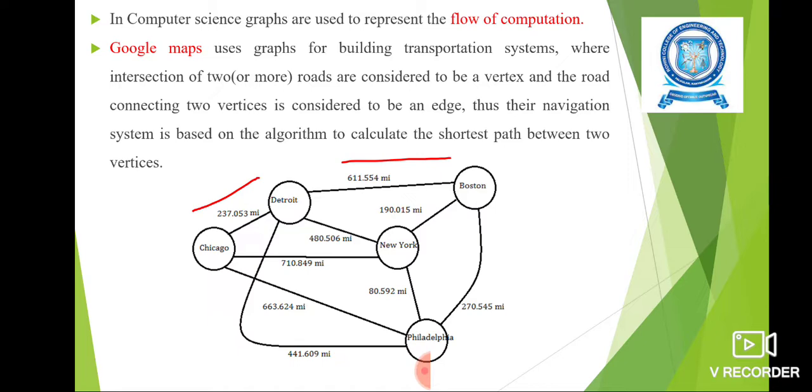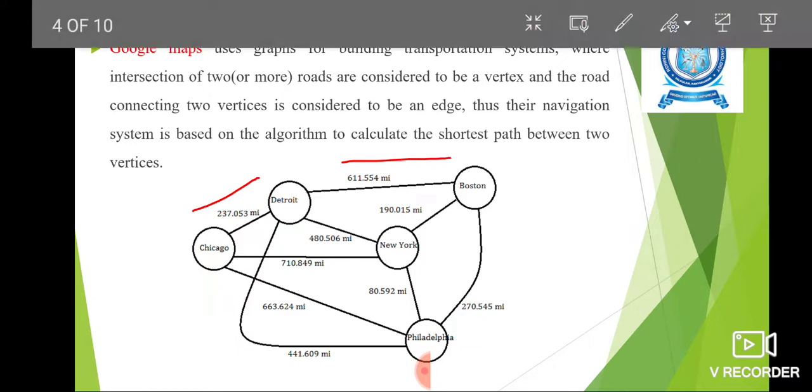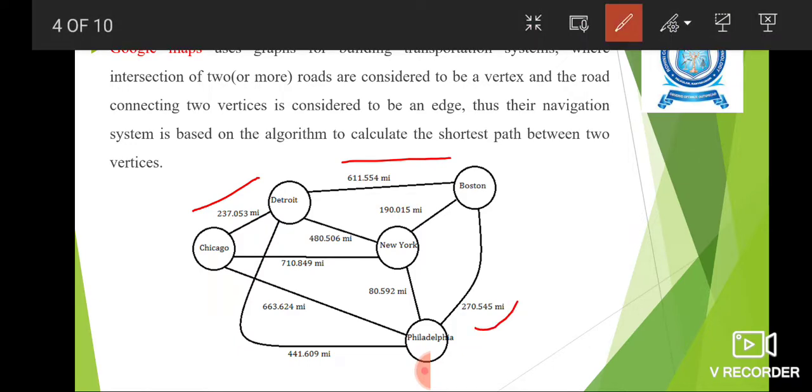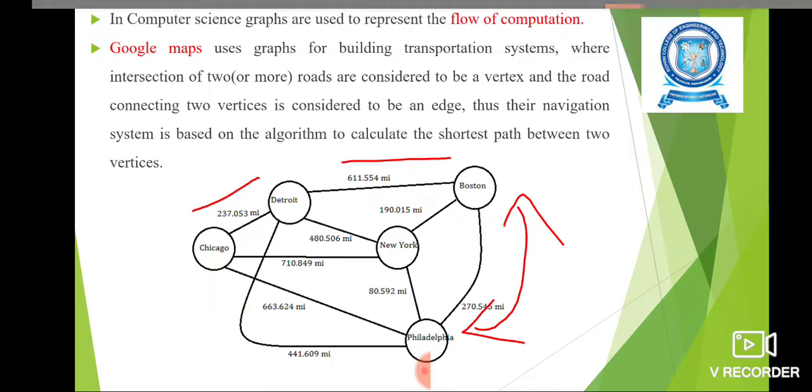And the road connecting two vertices is considered to be an edge. So you can easily navigate through this transportation system. Here we have so many algorithms, and all these algorithms are based on the shortest path between two vertices.